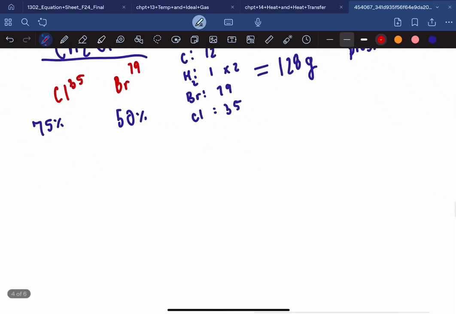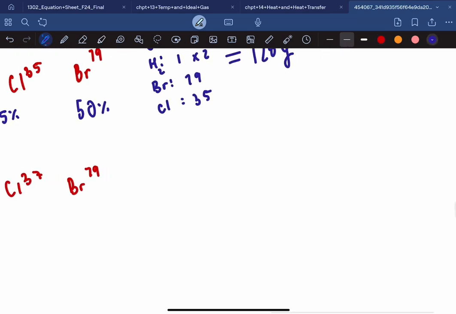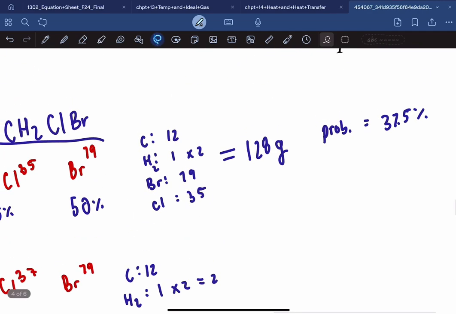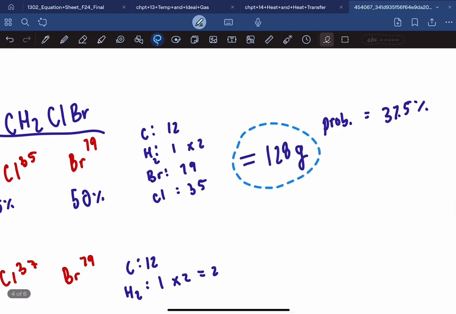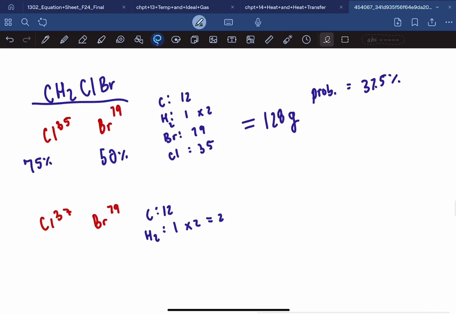So now let's say we do chlorine 37 with bromine 79. Let's do the same thing. We have one carbon, carbon at 12, H2 at 1, and there's 2 of them, so that's 2. Let's make this more clear. 2 times 1 is not 128. That's the total mass, okay?